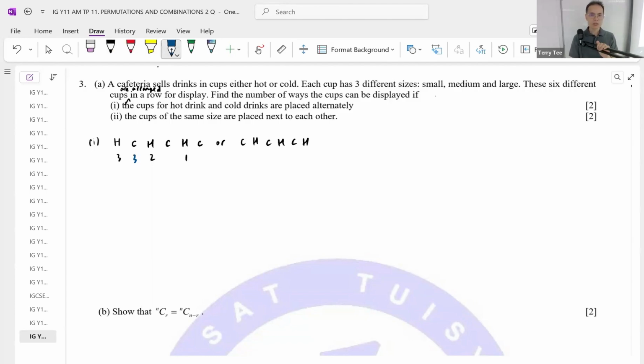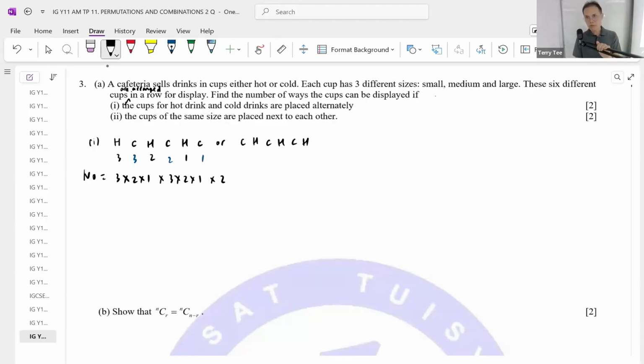Cold is 3, 2, 1 as well. So you can say the number of ways is 3 times 2 times 1, or 3 factorial, times another 3 times 2 times 1, times 2. Why do I times 2? In the first case I start with hot followed by cold. In the second case I start with cold followed by hot.